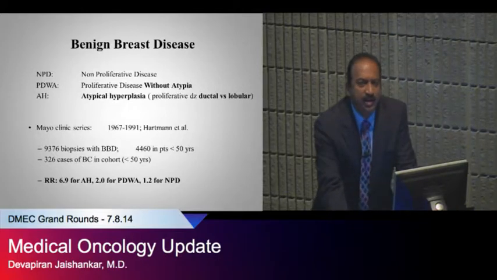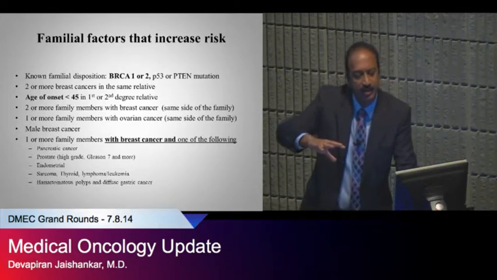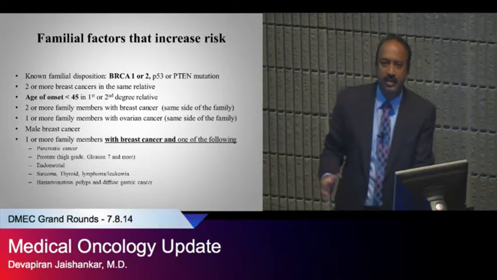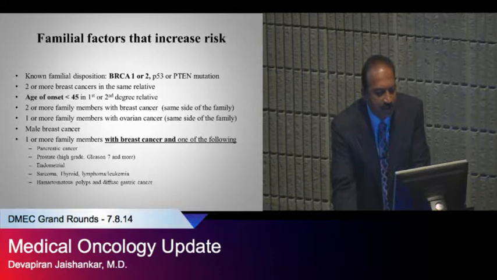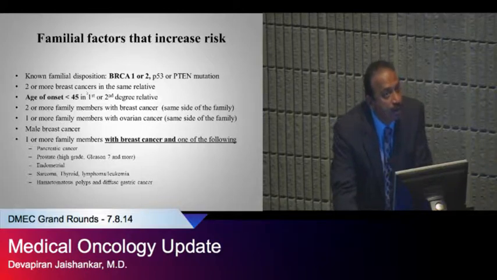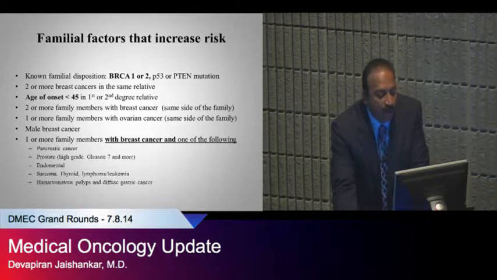Here are some familial factors. We talked about personal factors that increase risk. Here are some familial factors that increase risk, and these are well known, and I'll take you through this. If you're already predisposed to hereditary familial breast cancer based on lab data and testing, BRCA1 or 2, P53 mutation, PTEN mutation. If you have a relative who has a history of 2 breast cancers, that certainly brings up a red flag. 2 or more family members with breast cancer on the same side of the family. 1 or more family members with ovarian cancer.